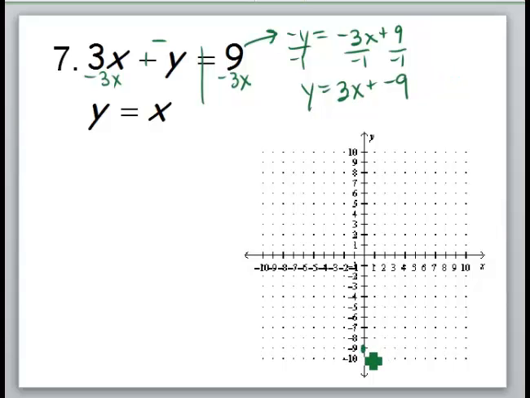Plot my negative 9. Rise 3, run 1. Rise 3, run 1. I can do this many, many times. Rise 3, run 1. Connect my dots together.